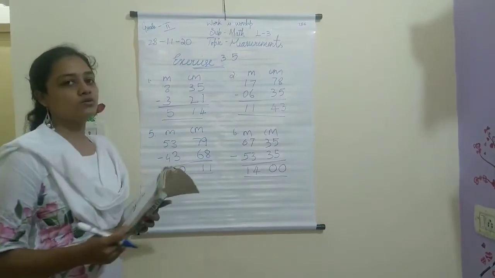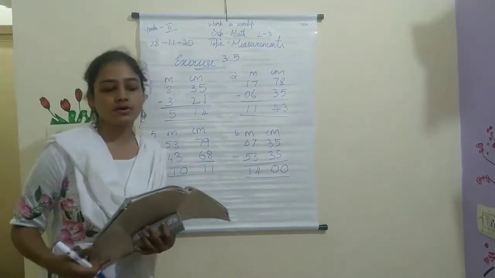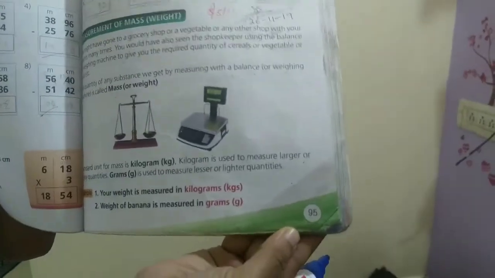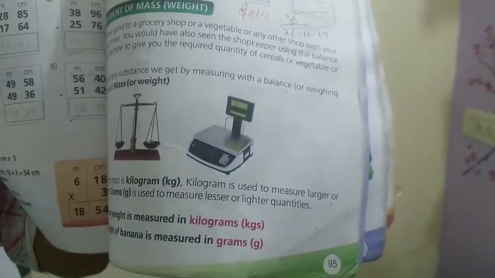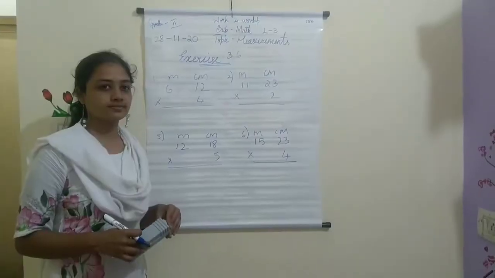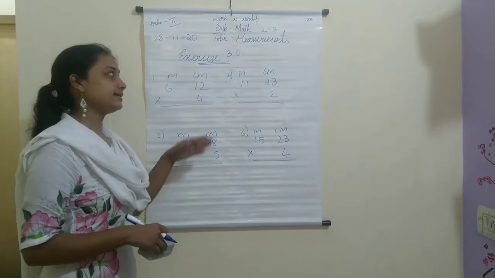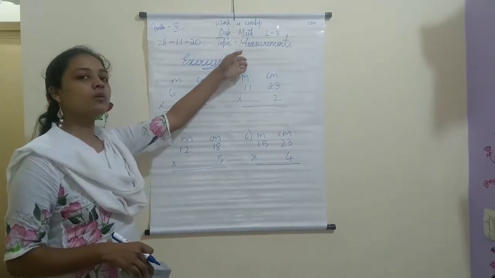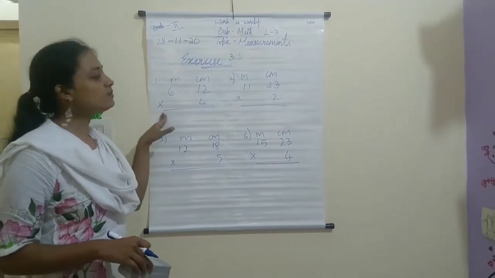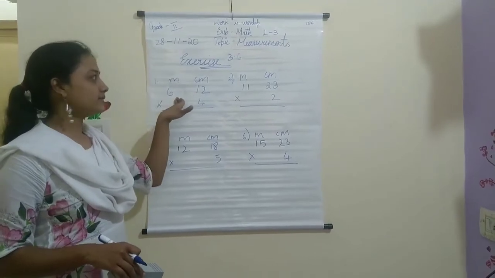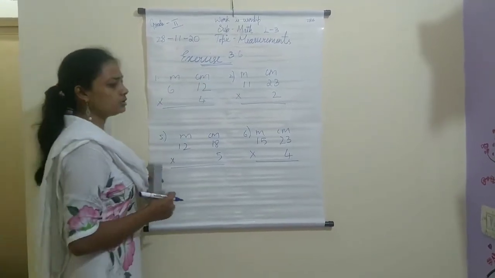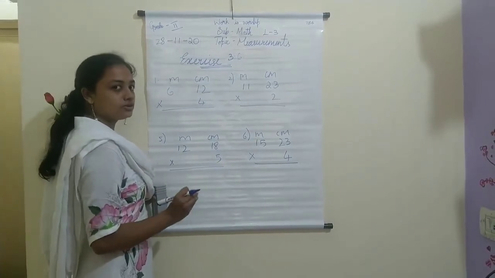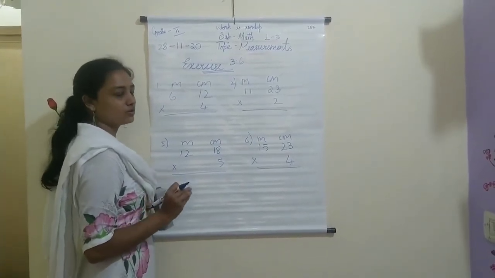So now we'll be going for next exercise 3.6, that will be in page number 95. So in exercise 3.6, what we are going to do is, we are going to multiply the numbers in meters and centimeters. So you all know how to multiply normal numbers, children. Just that we are going to follow.